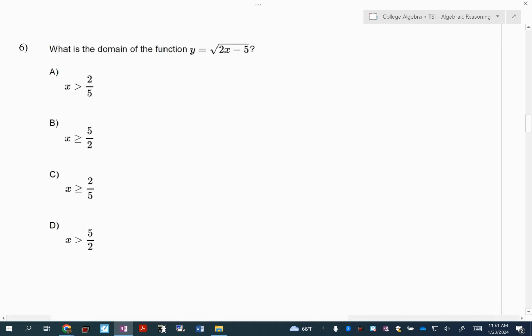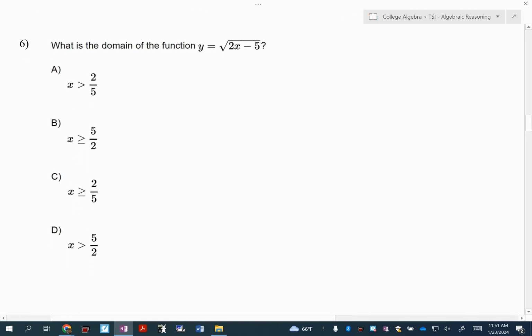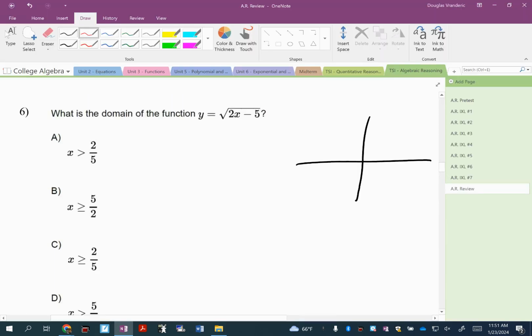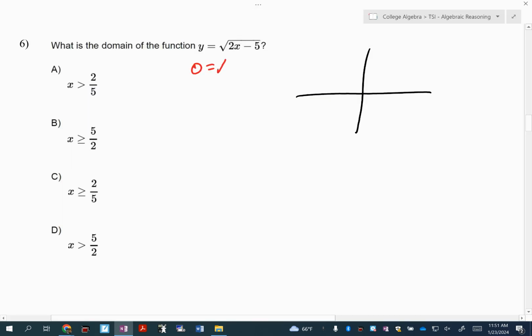All right, number 6. What is the domain of this function? So this is called a square root function. So I'm hoping that you'll know how we graph this. Let me first just set this equal to 0 so I can find an x-intercept for you. So if I square both sides, you get 0 equals 2x minus 5. Move the minus 5 over, and you get x equals 5/2 or 2.5. So this is my x-intercept.